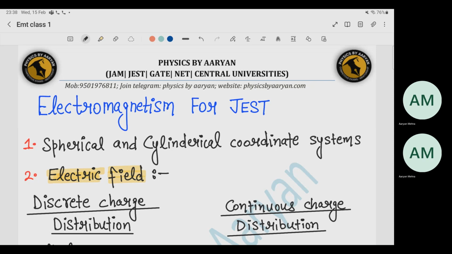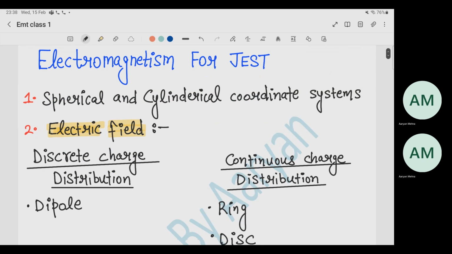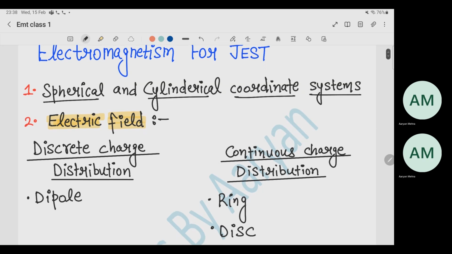Before we start electromagnetism, the first topic which comes to mind is electrostatics. Now, in order to understand electrostatics, you should definitely know the topic of spherical and cylindrical coordinate systems. So, what are the things that you should know in this? First of all, what are the surface elements? What are the volume elements? What are actually spherical and cylindrical coordinate systems? How do we define them mathematically? Then, what are the divergence and curl in the spherical and cylindrical coordinate systems?